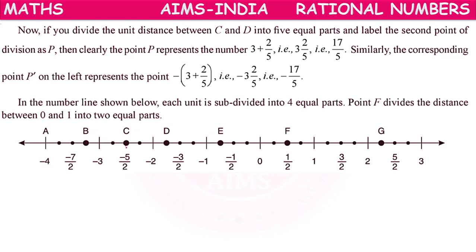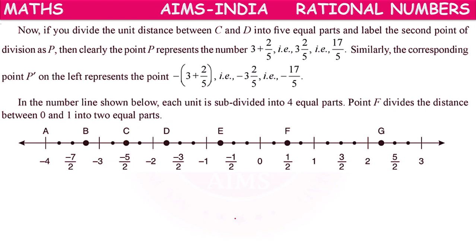What about C? 1 unit, 2 units, 2 units after 1 by 2 part. Means actually 2 plus 1 by 2, means 5 by 2. 2 plus 1 by 2, 5 by 2. So directly they have given here 5 by 2.